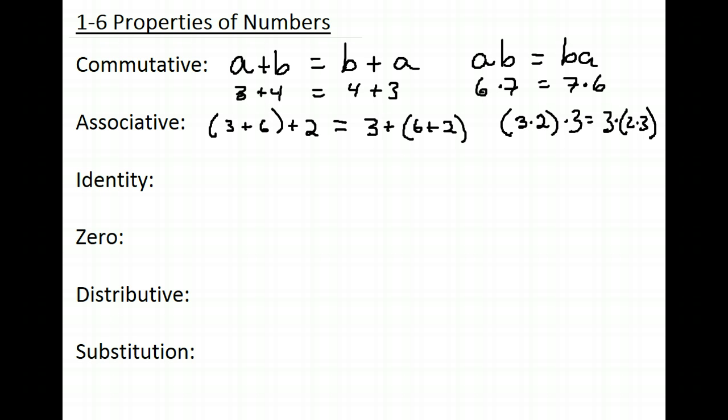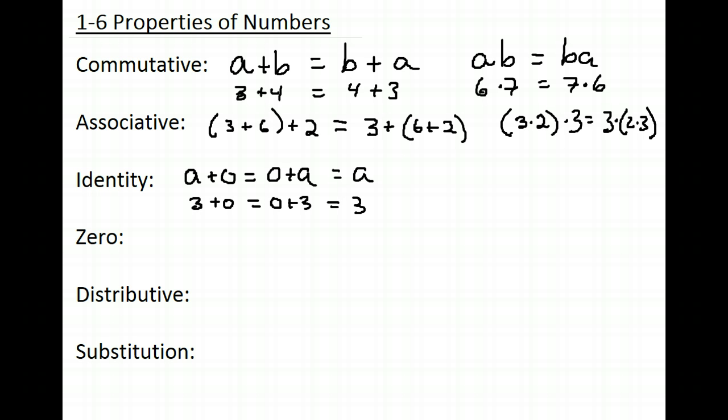So for the identity property of numbers, for addition, 0 is the identity. So if we have something like A plus 0 equals 0 plus A, both ways, A plus 0 or 0 plus A, those all equal A. And in terms of numbers, that would be 3 plus 0 is equal to 0 plus 3, and both of those are equal to 3.